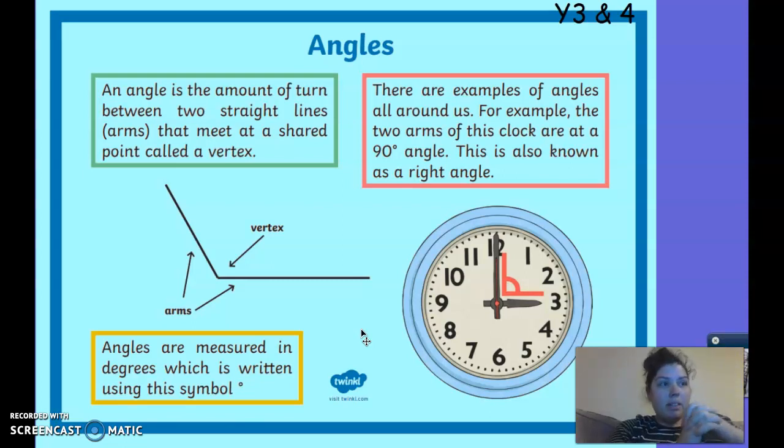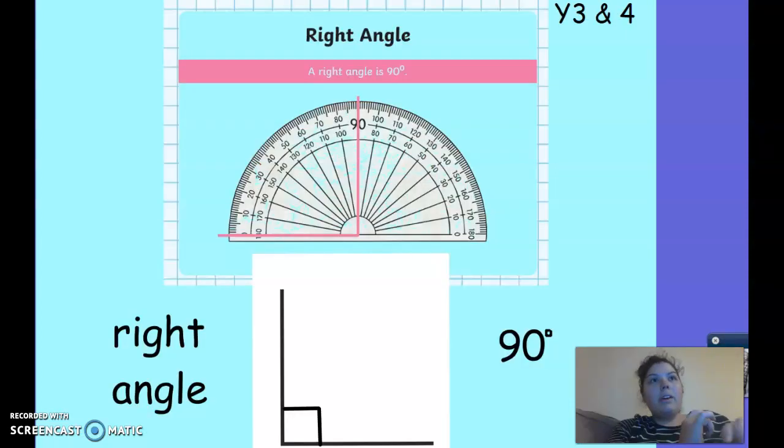A good example they've shown us there is a clock, because we've got arms, hands on the clock that are meeting at a point. And it's given us the first example of an angle there. It's saying that when the clock is at 3 o'clock, the arms are in a right angle. So let's have a little bit more of a look at right angles.